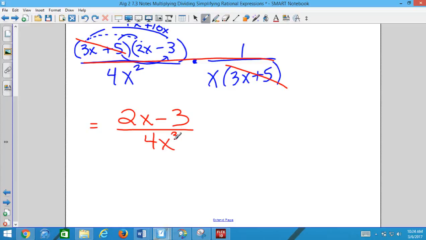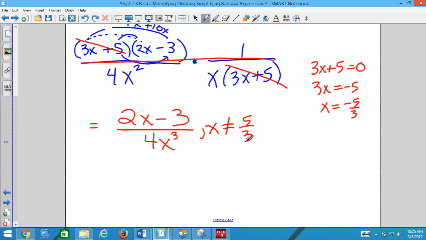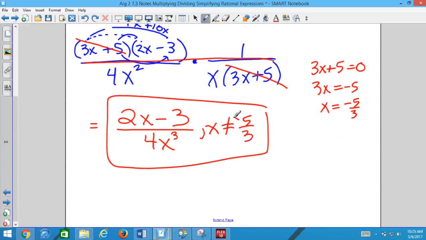Will we have any exclusions? Was there anything in the denominator of the original that got canceled out and is not in the denominator now? Okay, so we're going to set that 3x plus 5 equal to 0 and find out what x cannot equal. 3x equals negative 5, so x cannot equal negative 5 over 3. Yes, totally negative. I wrote it over there.